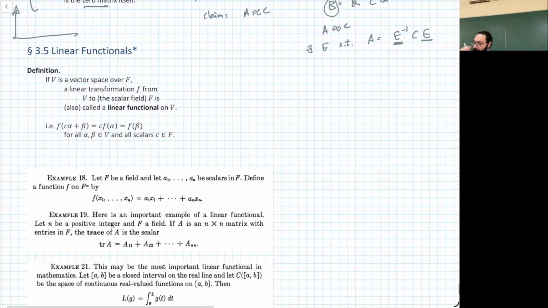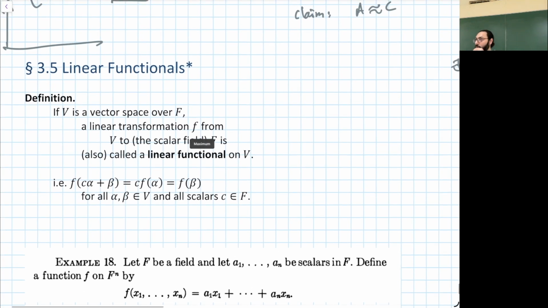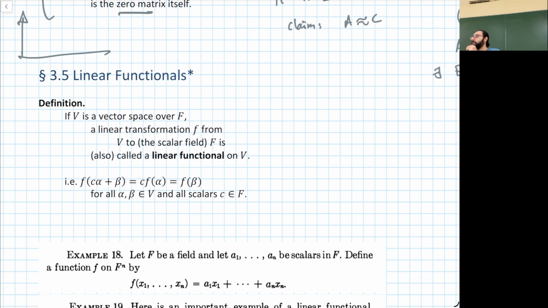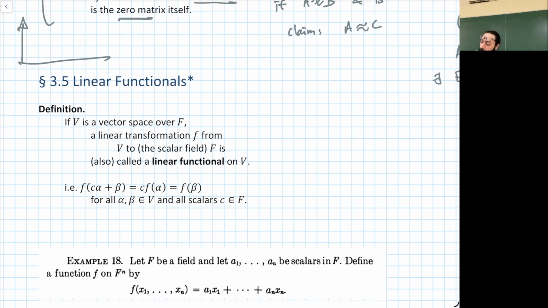Okay, so I think we have two options. I'll at least give you the definition of linear functions, okay? Because this is good to know. This is not going to be in your exam, so you can look at it at leisure later. But okay, so the definition of a linear function is very sweet actually.